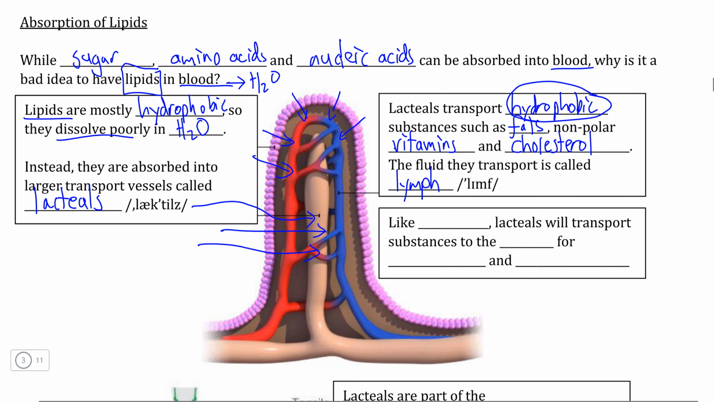So lymph, if you have actually gotten a cut and have seen a fluid that is not blood, but is actually kind of a milky white or sometimes off yellow color leaking out, what you are seeing is actually lymph, because not only have you cut blood vessels, you also have cut lymphatic vessels.